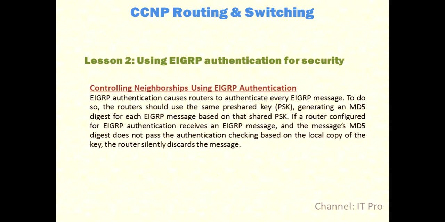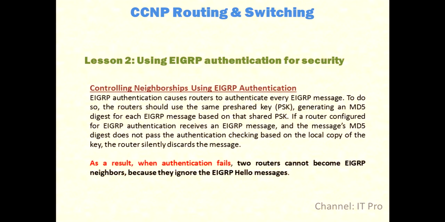EIGRP authentication causes routers to authenticate every EIGRP message. To do so, the routers should use the same pre-shared key, generating an MD5 digest for each EIGRP message based on the pre-shared key. If a router configured for EIGRP authentication receives an EIGRP message and the message's MD5 digest does not pass the authentication check based on the local copy of the key, the router silently discards the message. As a result, when authentication fails, two routers cannot become EIGRP neighbors because they ignore the EIGRP hello messages.